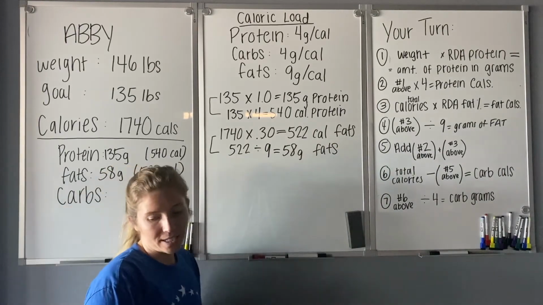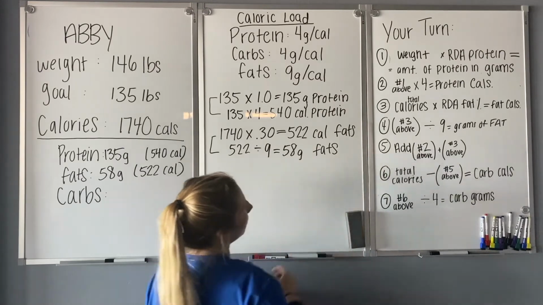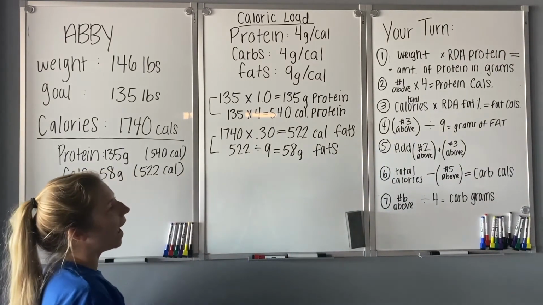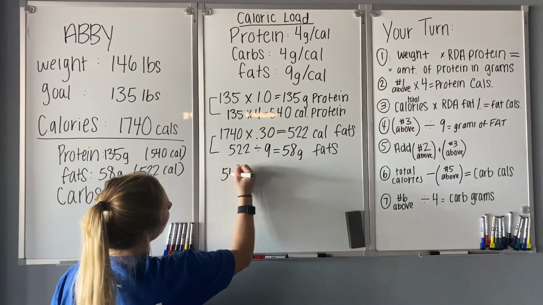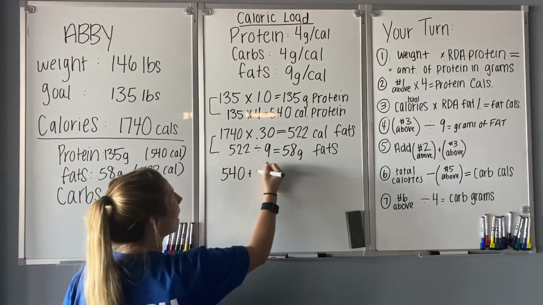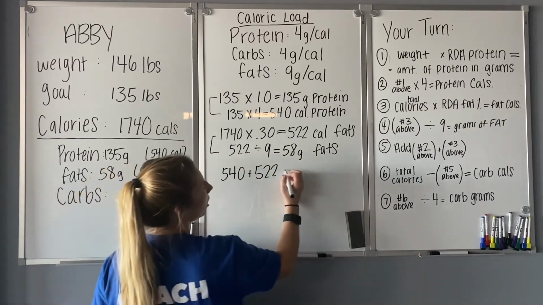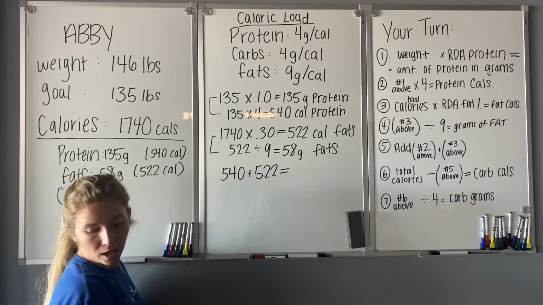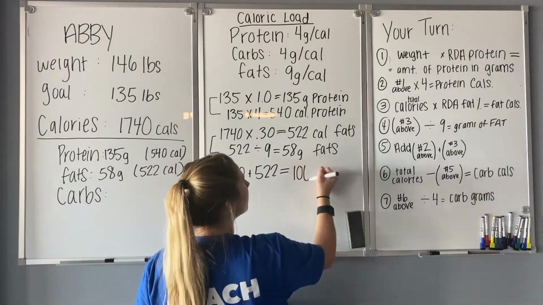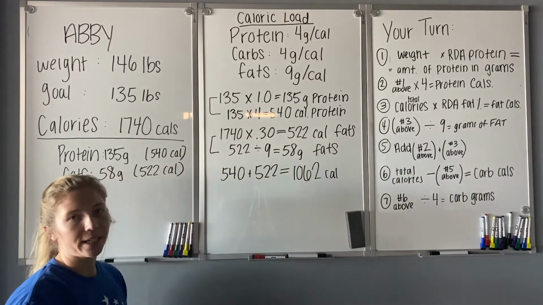And last but not least, we have our carbohydrates. So moving back over here, we're on step number 5. We are going to add our calories from protein, which is 540. We're going to add that with our calories from our fats, okay, which is going to give us a total of 1,062 calories, okay? And these calories are already accounted for.